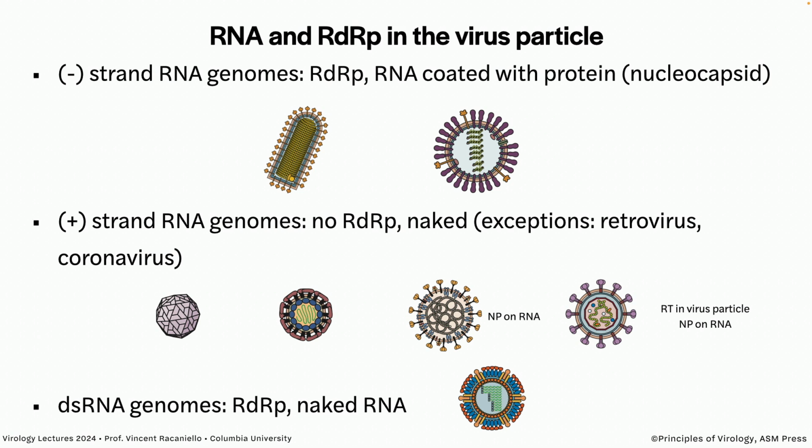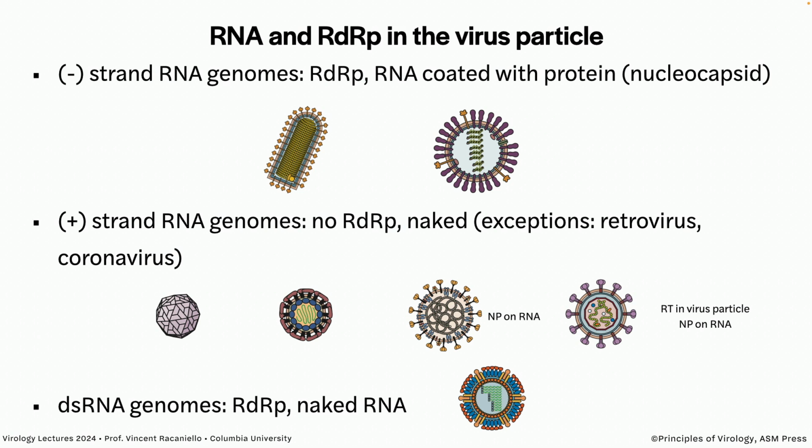They're part of that nucleocapsid, RNA coated with protein. The positive strand RNA viruses are typically naked. There's no protein coating them. There's no RNA polymerase because the plus strand can go right into the cell and be translated. Now, of course, there are always exceptions in biology, and the two exceptions here are the retroviruses, which are plus strand RNA. They have a reverse transcriptase in the particle because they're going to make DNA from that plus strand. So it does not get translated. And the coronaviruses, which do not have a polymerase in the particle, but they do have a nucleocapsid.